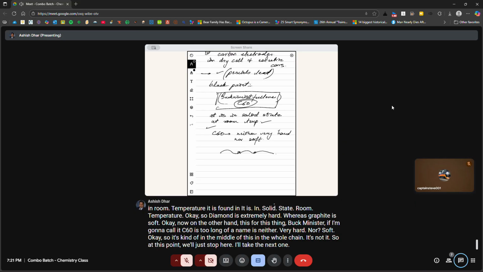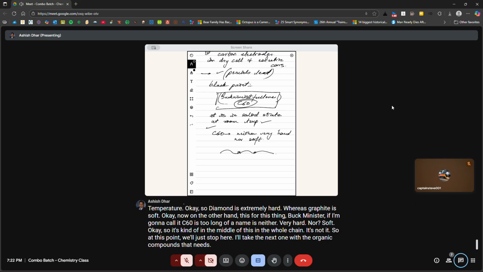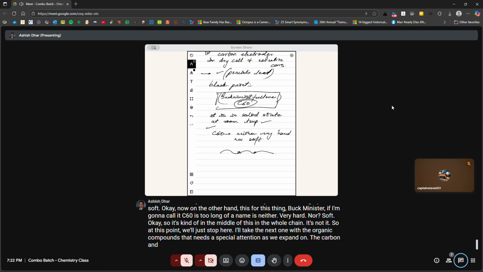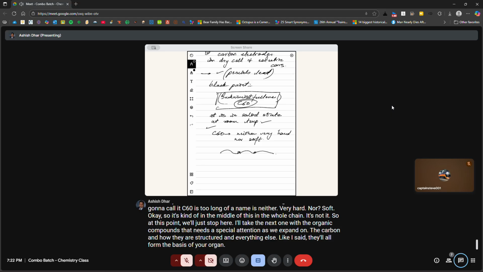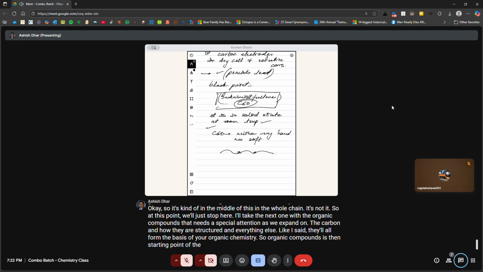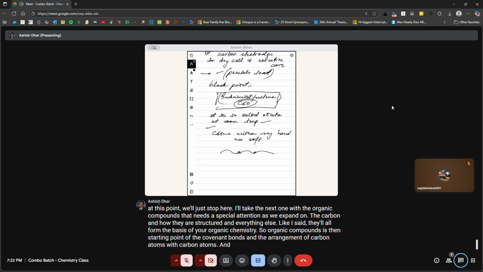I'll take the next one with the organic compounds. That needs special attention as we expand on the carbon and how they are structured. Like I said, they'll all form the basis of your organic chemistry. So organic compounds is the starting point of the covalent bonds and the arrangement of carbon atoms with carbon atoms and carbon atoms and hydrogen atoms. Okay.